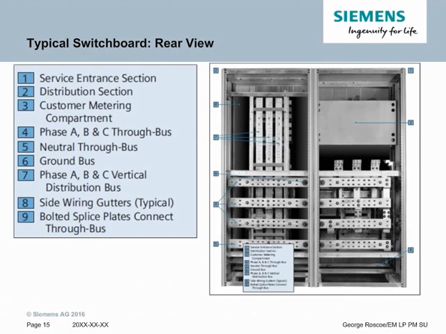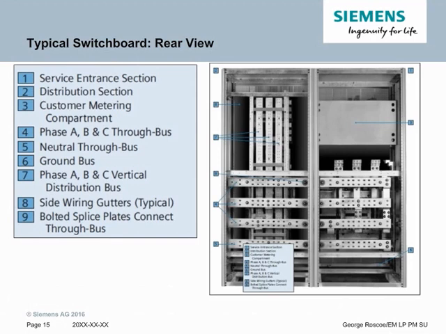Here is the same switchboard seen in the previous slide from the rear. Now on the right is the main section, and on the left is the distribution section. You can see the service entrance section and the distribution section have been flipped. Item number 3 is the customer metering compartment, so you can actually see the auxiliary compartment mounting in the rear.